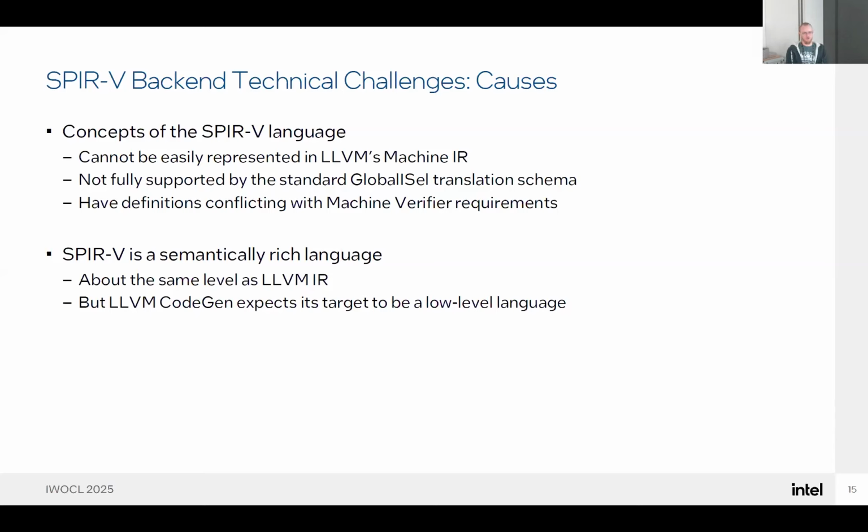There were some challenges in implementing the SPIR-V backend, and fundamentally they're caused by the fact that what LLVM CodeGen expects of a target is way lower level than SPIR-V is. SPIR-V is a relatively higher level language, somewhat close to LLVM IR, and LLVM CodeGen expects something more low level. There is just a fundamental difference which we had to overcome to make it all work. So yeah, some definitions or expectations of a target representation, which are in the GlobalISel or machine verifiers, just do not apply to SPIR-V.